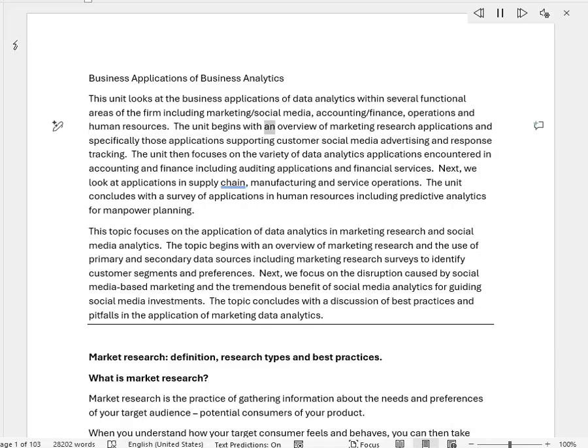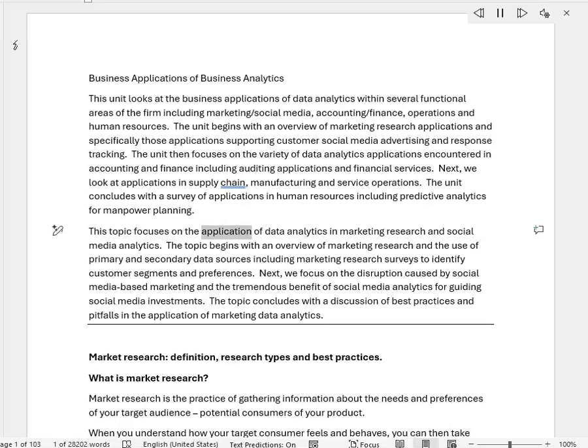The unit begins with an overview of marketing research applications and specifically those applications supporting customer social media advertising and response tracking. The unit then focuses on the variety of data analytics applications encountered in accounting and finance, including auditing applications and financial services. Next, we look at applications in supply chain, manufacturing, and service operations. The unit concludes with a survey of applications in human resources, including predictive analytics for manpower planning.